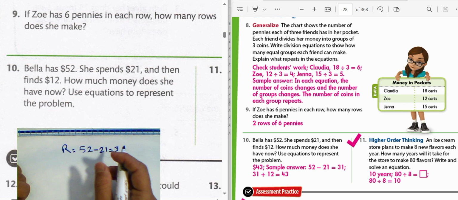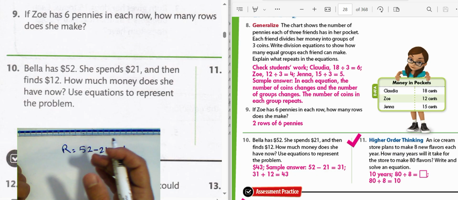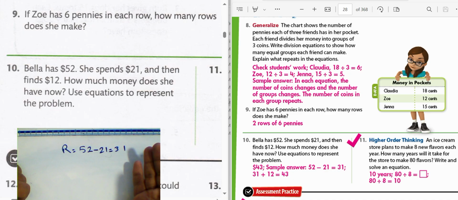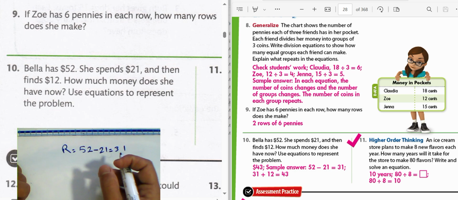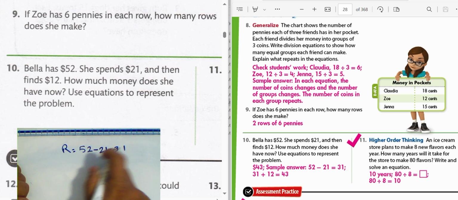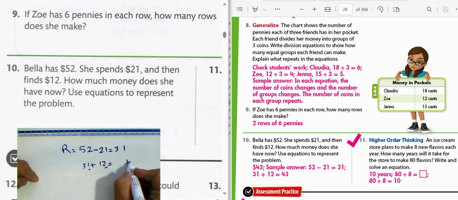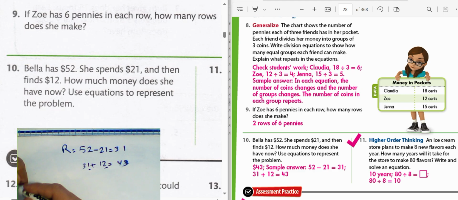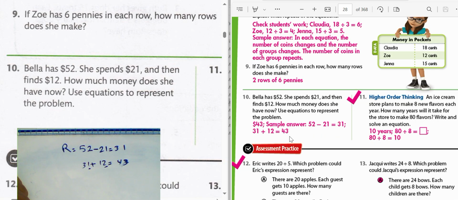And then how much money does she have, and then $12. She spent 21. The result is 31, and then she finds 12 again. Okay, then we must add 31 to 12. Then the sum: 2 plus 1 is 3, and the result will be 43. Then the simple answer here: 52 minus 21 equals 31, and 31 plus 12 equals 43. The answer here would be 43.